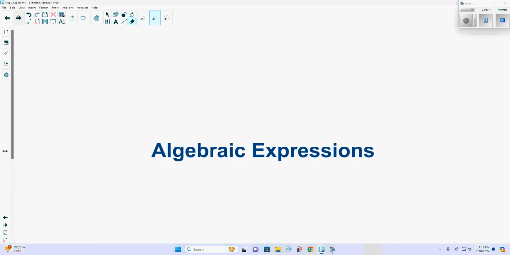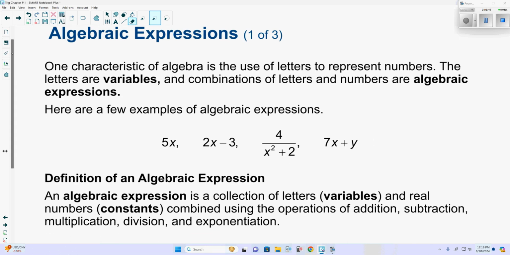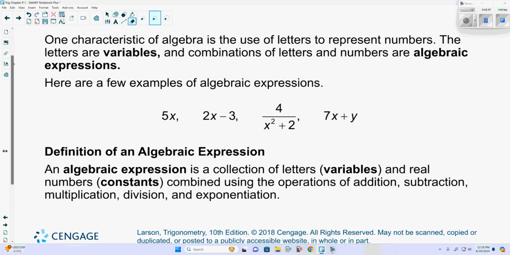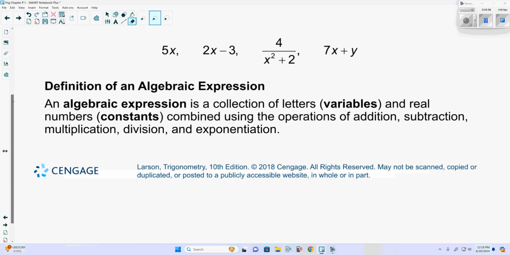Algebraic expressions. One characteristic of algebra is the use of letters to represent numbers. The letters are variables, and combinations of letters and numbers are algebraic expressions, like these here. An algebraic expression is a collection of letters, variables, and real numbers, constants, combined using operations of addition, subtraction, multiplication, division, and exponents.